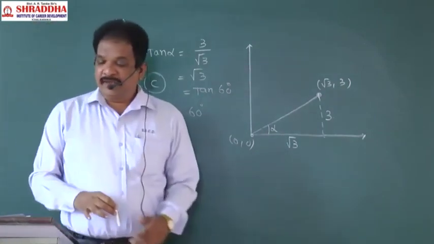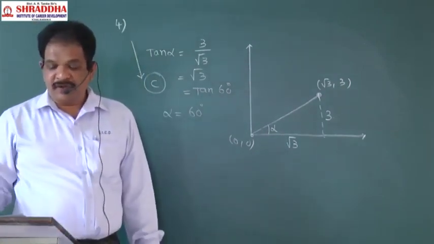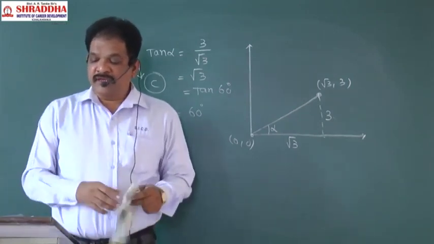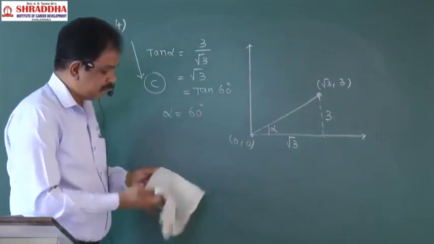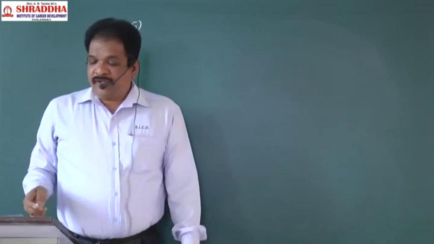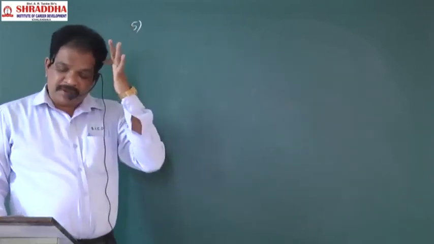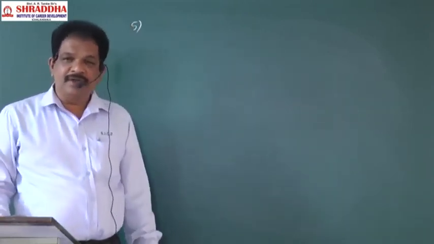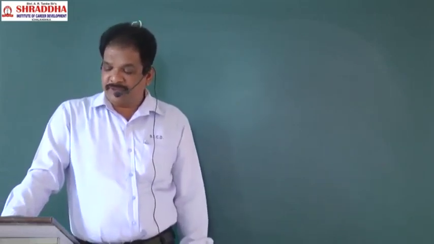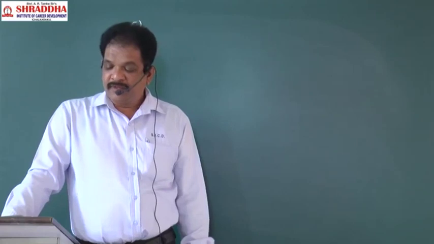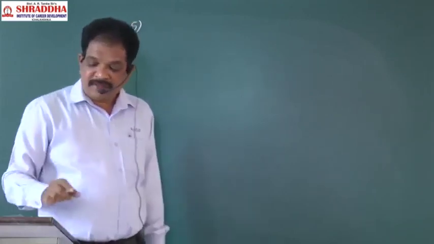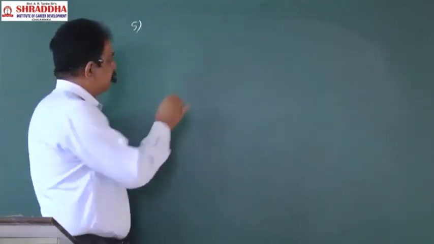Clear? Next, question number 5. What they are asking, see. Two vectors are perpendicular. When they are perpendicular, their dot product value will be equal to 0. Is it clear? So then what will happen? Check the options one by one.